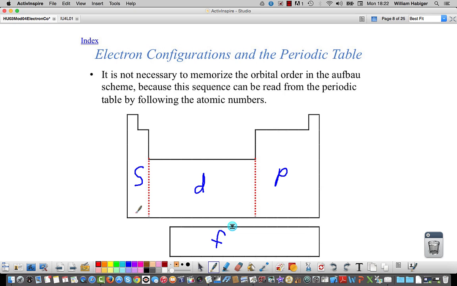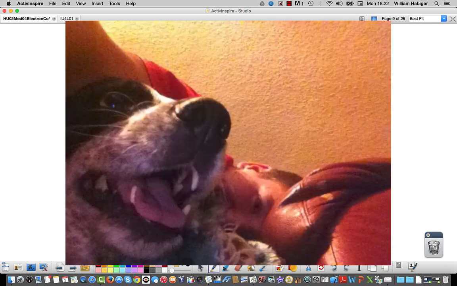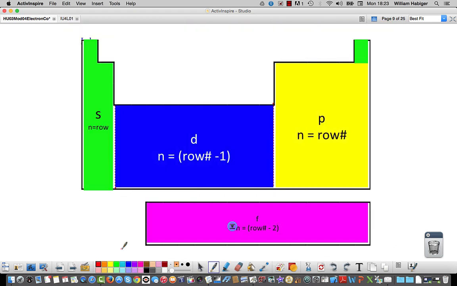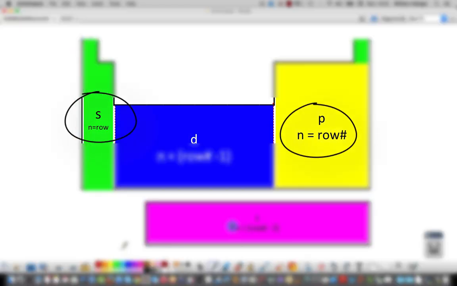The row will tell us which shell that subshell goes with, and each individual element block tells us how many electrons will go in that subshell. Remember we said that the row on the periodic table told us what shell we were dealing with? Yes, Mr. Hopper, I remember that. Well, that's definitely true for the S and P part of the row. In the S and the P blocks, N is equal to the row number. Remember, N is the shell number.